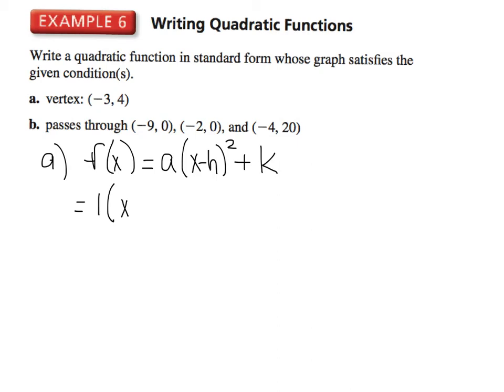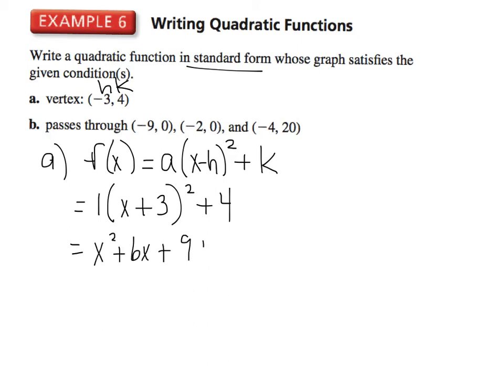Now my vertex, remember this is h, this is k, so h is negative 3. I'm plugging this in so it's going to become minus a negative 3. So it's going to be x plus 3 squared, and then plus 4. But I have to have it in standard form, so I have to actually FOIL this. So x plus 3 squared is going to give me x squared plus 6x plus 9 plus 4, which gives me f of x equals x squared plus 6x plus 13.